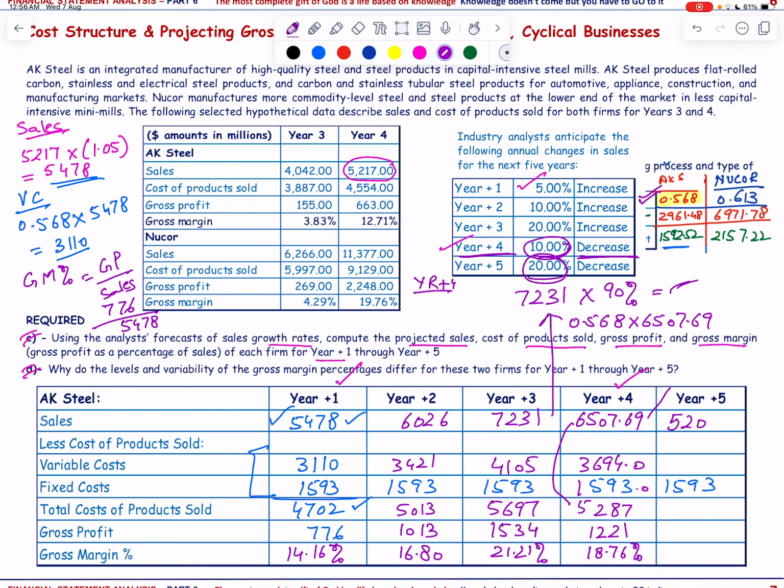5206. This will be 2955, 4548, 658, and this will be 12.64%. So that's how we are going to make the calculations for AK Steels for the projected sales for year 1, 2, 3, 4, 5, and you can follow the same steps for Nucor as well.